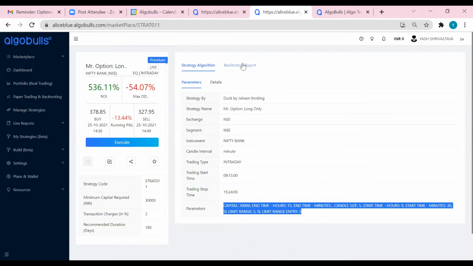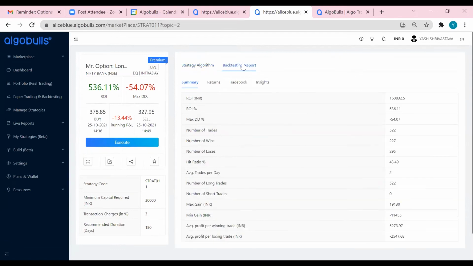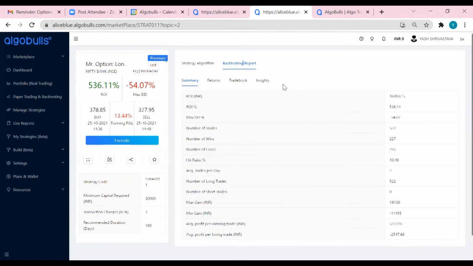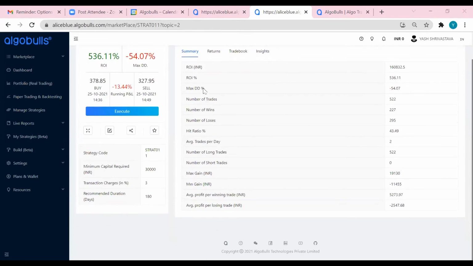Apart from that, let me take you to a very important aspect. Anytime you invest in any asset category, from mutual funds to stocks to anything else, in mutual funds you see something called a fact sheet, whereas in algorithmic trading, we call it the backtesting report. And this is the backtesting report of the strategy Mr. Option Long Only, which you could see currently on the screen. And over here, you could find all the relevant and necessary information related to the strategy.